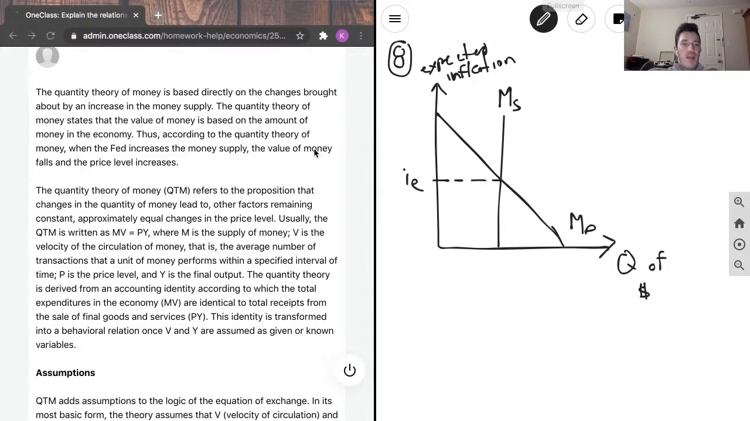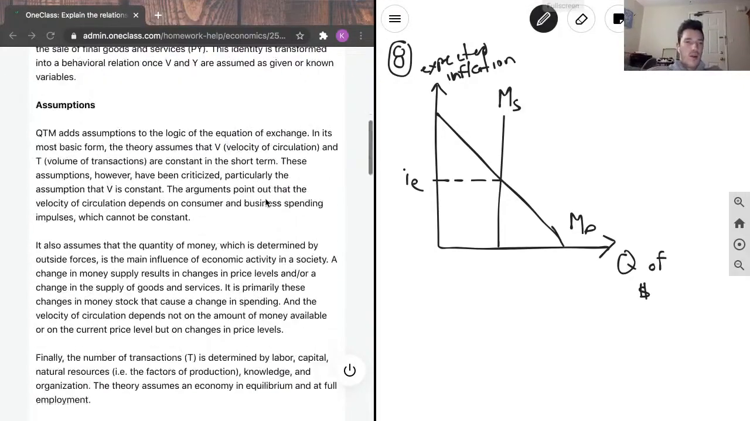Usually, the QTM is written as MV equals PY, where M is the supply of money, V is the velocity of the circulation of money, that is the average number of transactions that a unit of money performs within a specific interval of time, P is the price level, and Y is the final output. Quantity theory is derived from an accounting identity, according to which the total expenditures in the economy, MV, are identical to total receipts from the sale of final goods and services, PY. This identity is transformed into a behavioral relation. V and Y are assumed as given or known variables.